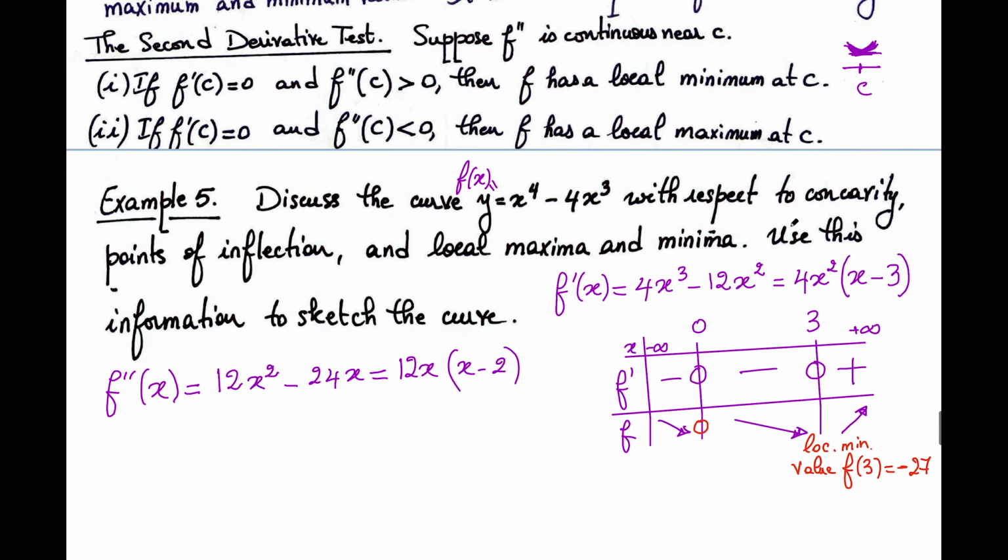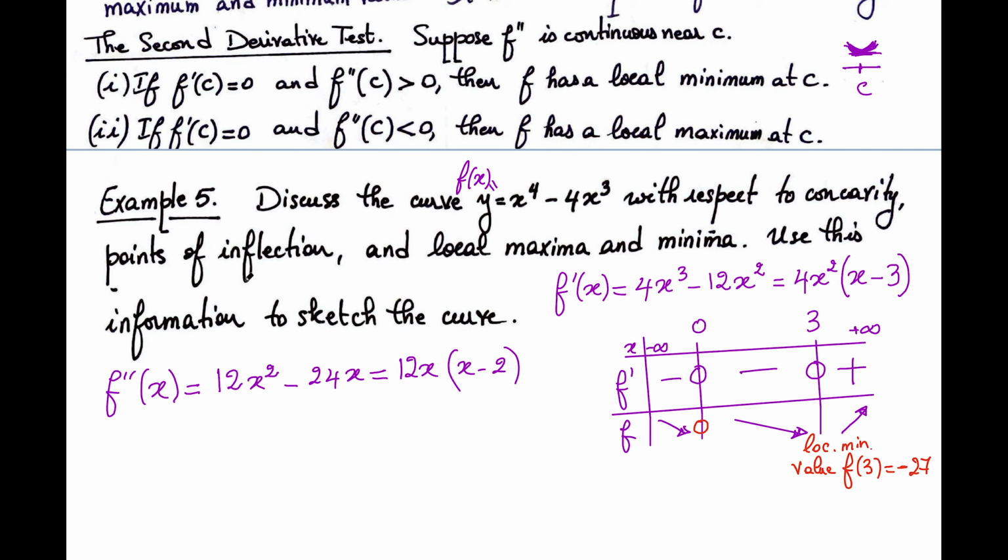Okay. Let's try to find the concavity and the points of inflection of this. So we know now the extrema, the local extrema. Here they are. Actually, here it is, I should say. The only local extremum I have is a minimum, and that happens at 3, and the value is negative 27.